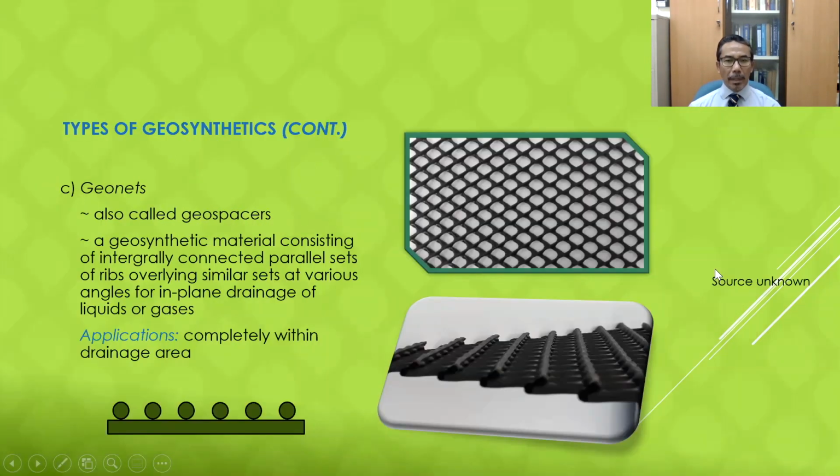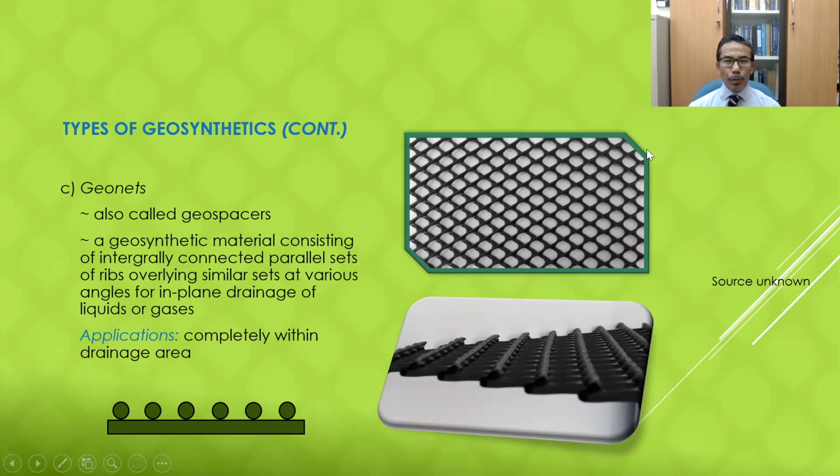The third type of geosynthetic is what we call a geonet. Some people call it geospacers. Just like a geogrid, there are two sets of parallel ribs. Instead of perpendicular to each other, they may be arranged at different angles. The application of the geonet is generally for drainage. It is called a geospacer for drainage because the configuration of the ribs produces space to allow drainage.